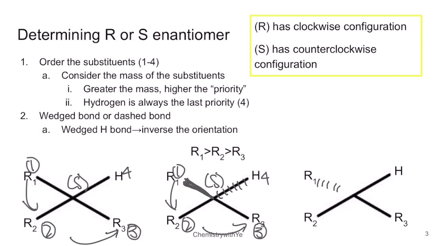If R1 were to be attached by a dash bond, hydrogen would be attached by a wedge bond, meaning that it is coming towards you. Because of this wedge bond, you would need to inverse the orientation. So the substituents would be numbered the same, but because of the wedge bond, you would inverse the orientation. So before it is representative of the S enantiomer, but because of the wedge bond, it is the R.